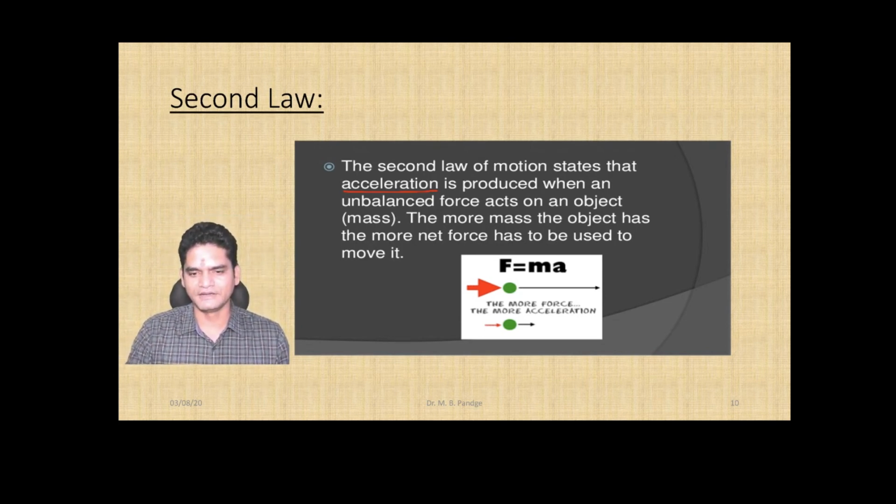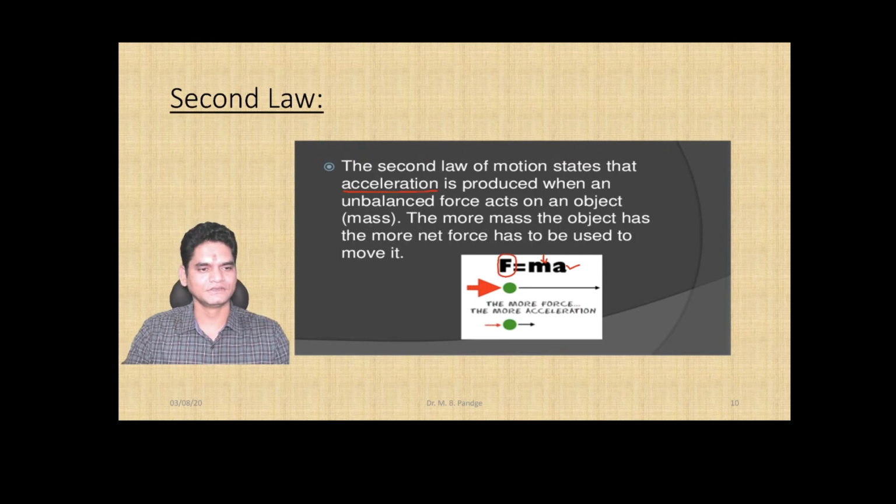So in mathematical form, how can we write it? F, force, is equal to mass into acceleration. This acceleration will be produced when an unbalanced force acts on an object having a mass, say m. So this is Newton's second law. It's very clear: force is equal to mass into acceleration, or acceleration is nothing but force divided by mass.